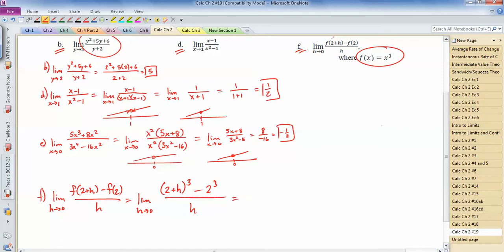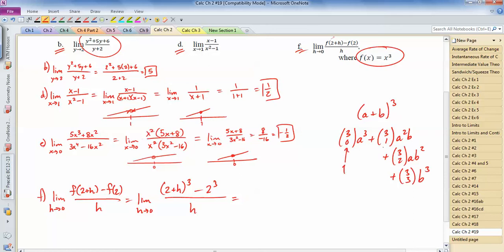2 plus h cubed, well, that's really, let's see here. If I think of it as a plus b cubed, well, that's 3 choose 0, a cubed, plus 3 choose 1, a squared b, plus 3 choose 2, a b squared, plus 3 choose 3, b cubed. And this number is 1. These guys are each 3, and this is 1. So this ends up being, and a is 2, and b is h.